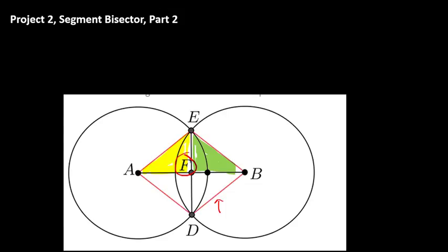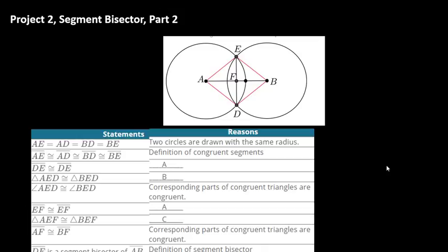Okay. Now let's talk about question 3. In question 3, you are asked to complete a proof. And you're told that the table, which here is set up like a 2-column proof, explains why line segment DE is a segment bisector of AB. And by definition of bisector, that means that line segment DE cuts line segment AB into 2 congruent segments.